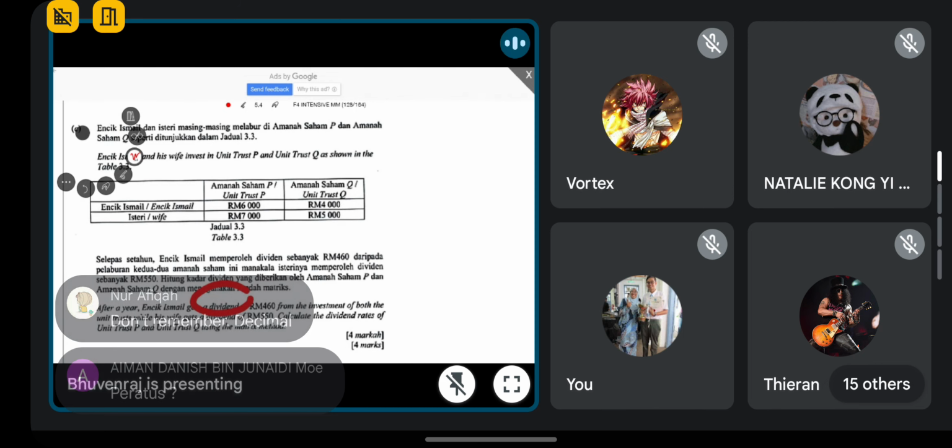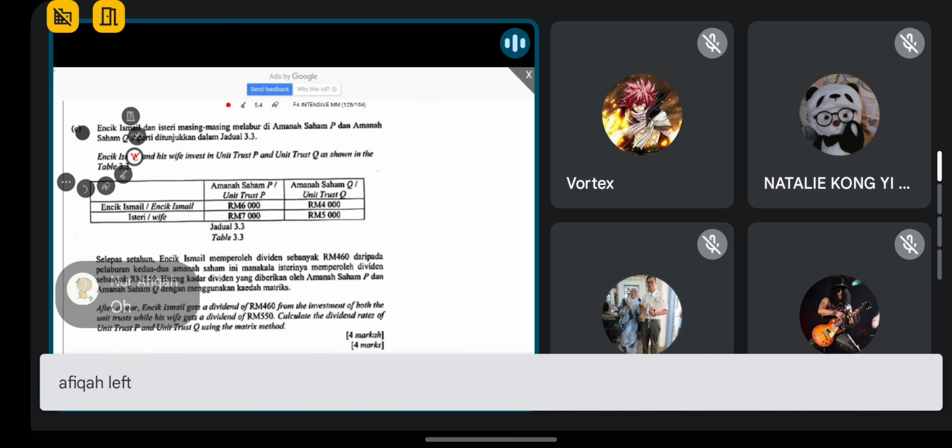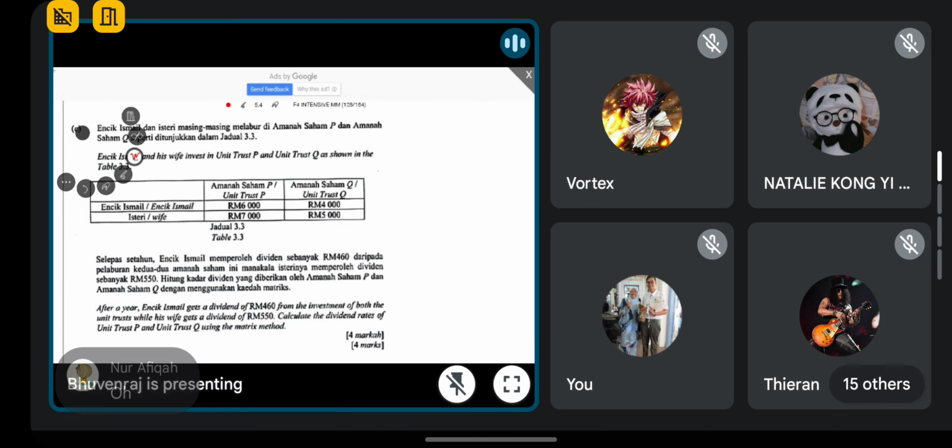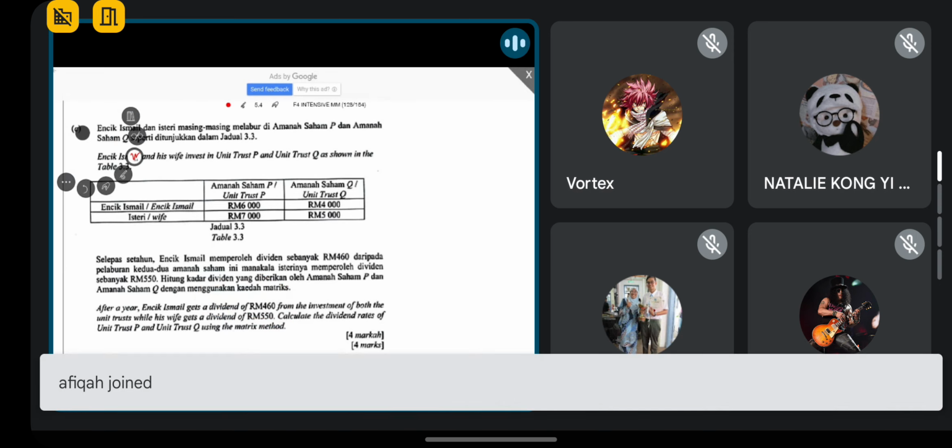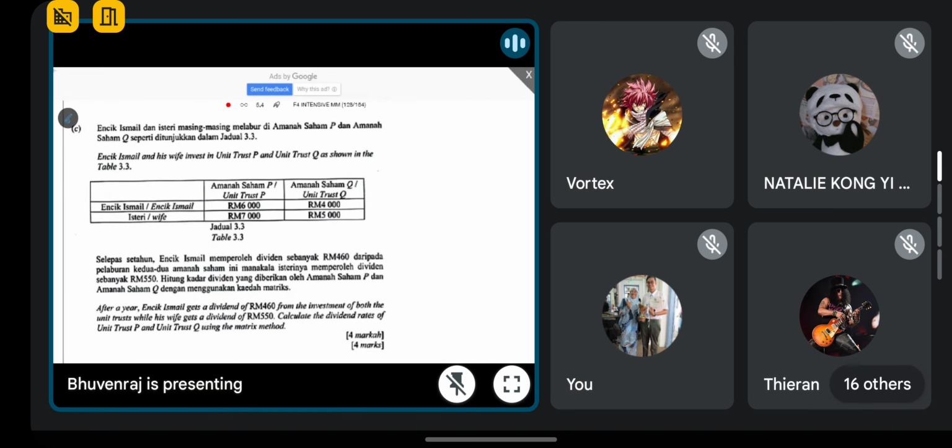Yes, Aiman Danish, correct, peratus. Remember guys, dividend is always in percentage. If you all learn your consumer maths yang bab form 3 tu, matematik pengguna, they always use dividend in percentage. Okay, remember this. Selalunya dalam bentuk peratus. Okay, so this is an important information if you want to solve this question.